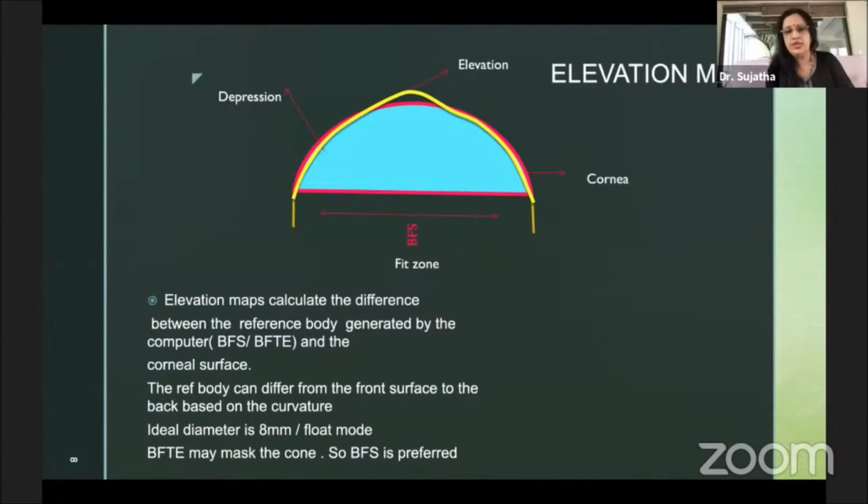It's important to look at the numbers rather than the color-coded maps, because in some of these the colors can be reversed. The elevation maps also calculate the difference from the reference body, which is generated by the computer, and could be a best fit sphere or a best fit toric ellipsoid. The importance of using a best fit sphere is that a best fit toric ellipsoid can mask the cone, and so most refractive surgeons prefer the BFS. The ideal diameter is usually 8 millimeters.